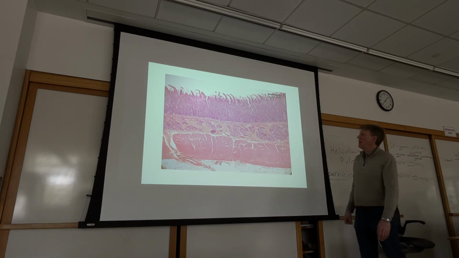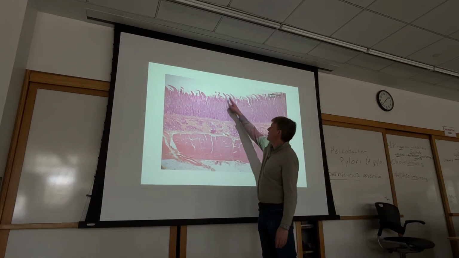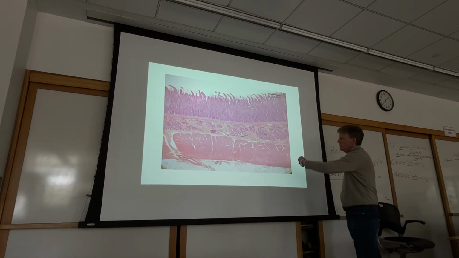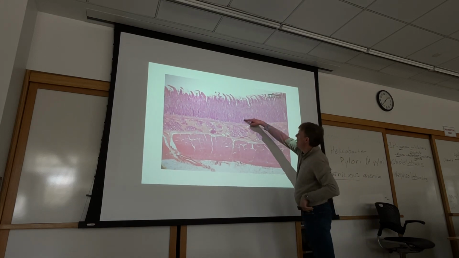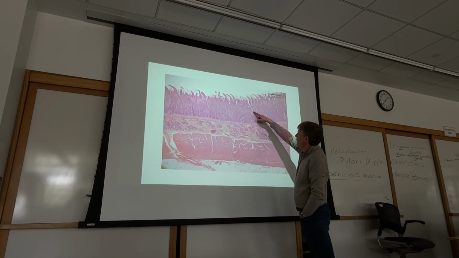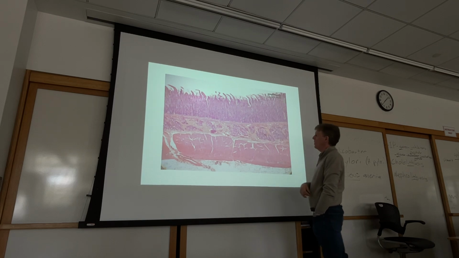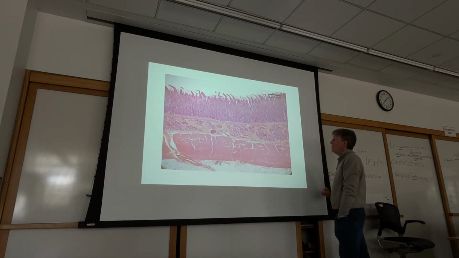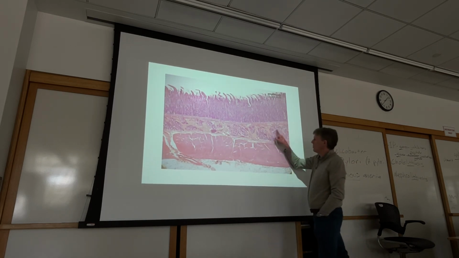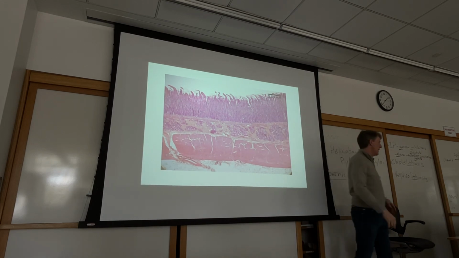This is more duodenum. So these are the finger-like villi. Then as you go deeper, those are the intestinal glands. They're also called the crypts of Lieberkühn. This is the submucosa. There's some glands in there as well. That's the muscularis layer.